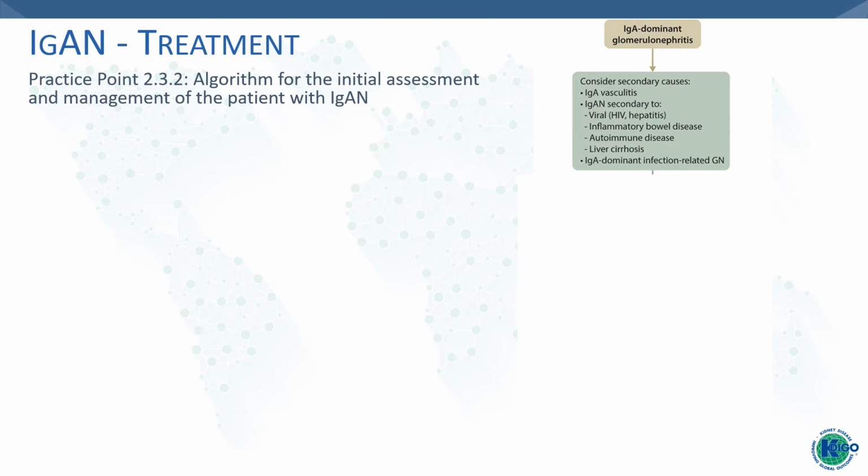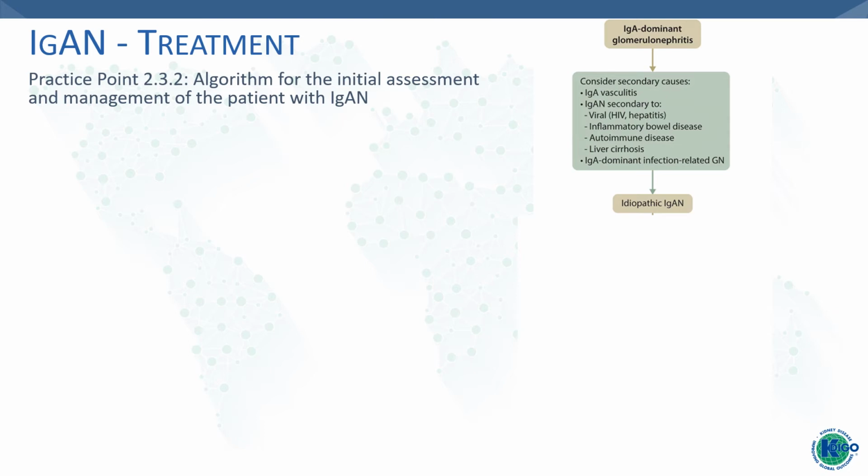Second, you have to exclude any secondary cause of IgA: viral infections like HIV or hepatitis, inflammatory bowel disease, autoimmune disease, liver cirrhosis, because with all of these diseases there is abnormal formation or accumulation of IgA. And finally, you have to exclude IgA dominant infection-related GN, which is very common with staphylococcus infection in diabetic patients. So you have to exclude evidence of infection because the management will differ. So if you have IgA dominant glomerulonephritis and you exclude all secondary causes, now you can say it is idiopathic IgA nephropathy.